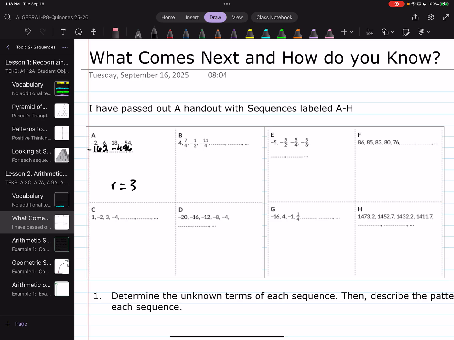Okay. So the first thing is 7 over 4. I want to have that over the denominator of 4.